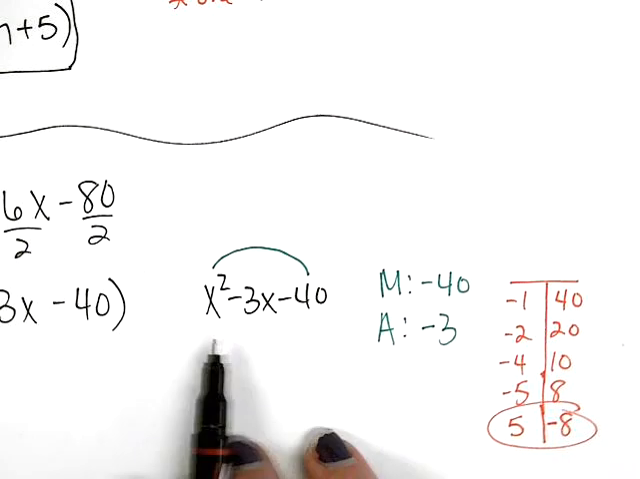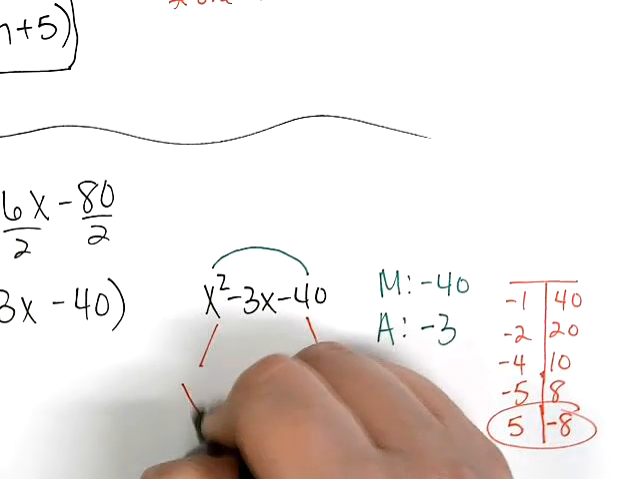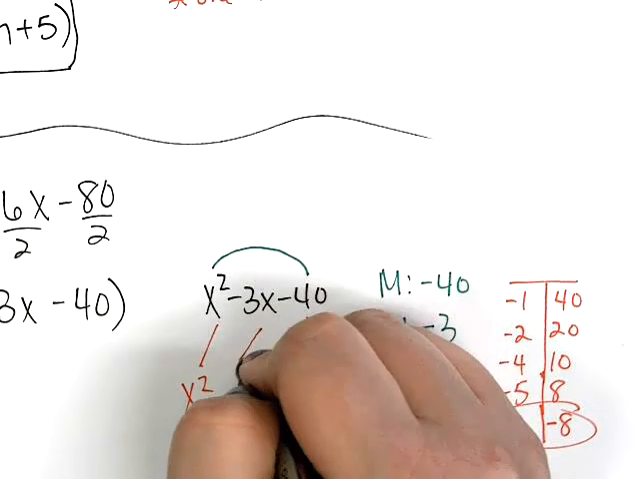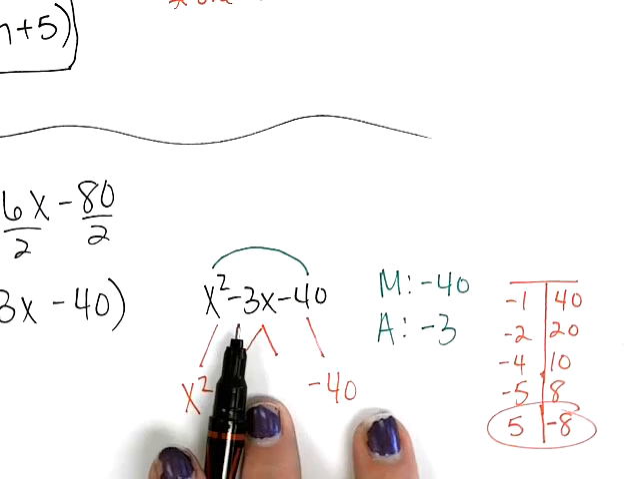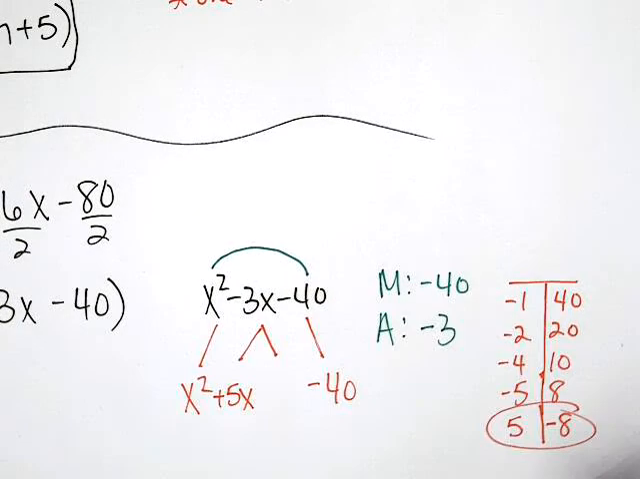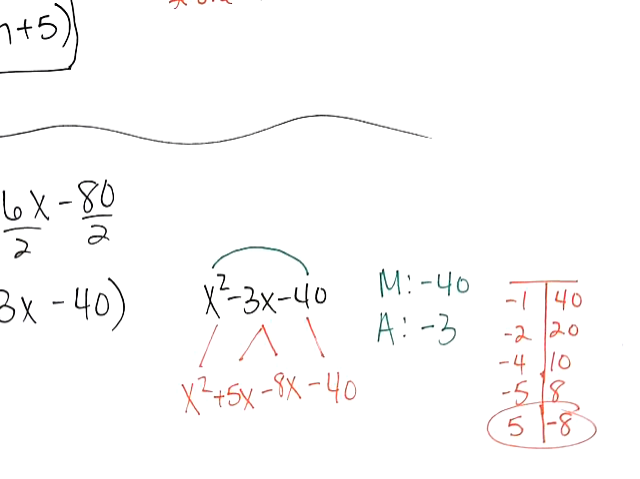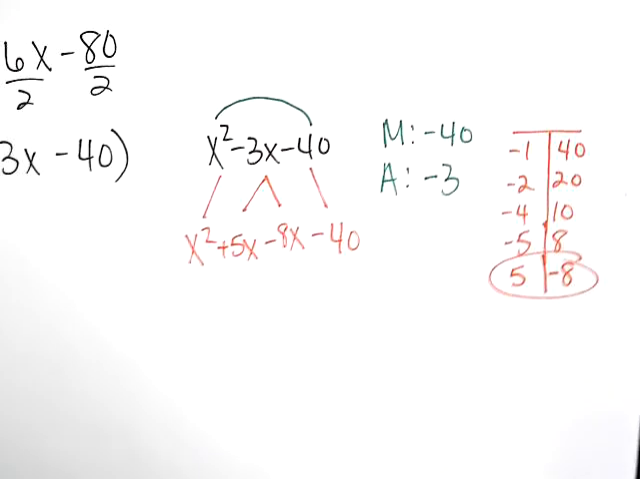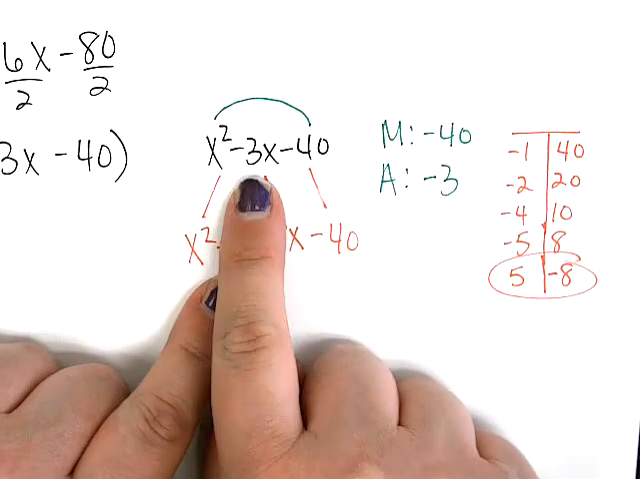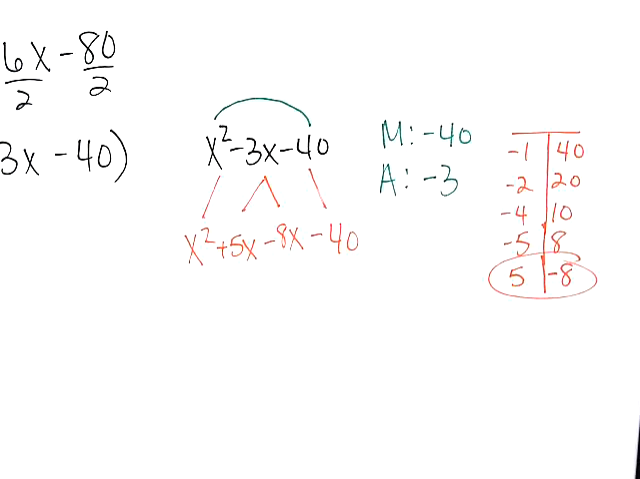So I'm going to go back to my original one over here, bring down the x squared and bring down the negative 40, and I'm going to split the middle. So this negative 3x is actually going to become a plus 5x minus 8x. And if we look, we're not changing the problem here at all. It's still x squared. If I put these together, that's my negative 3x, and then the negative 40. Nothing about this changed except the way that it looks.